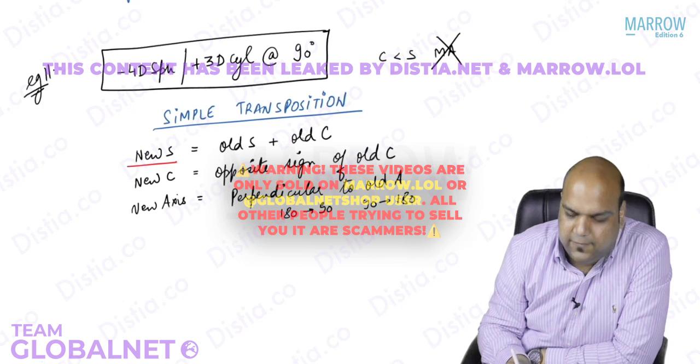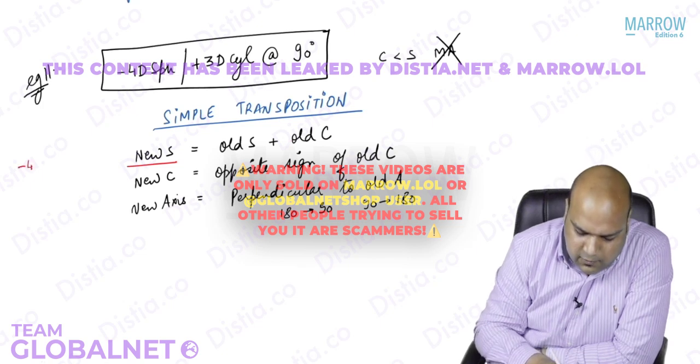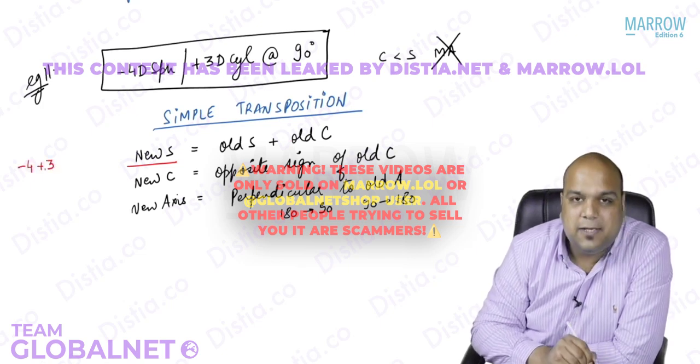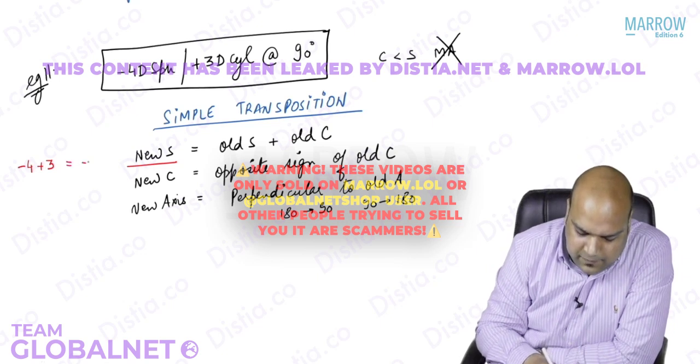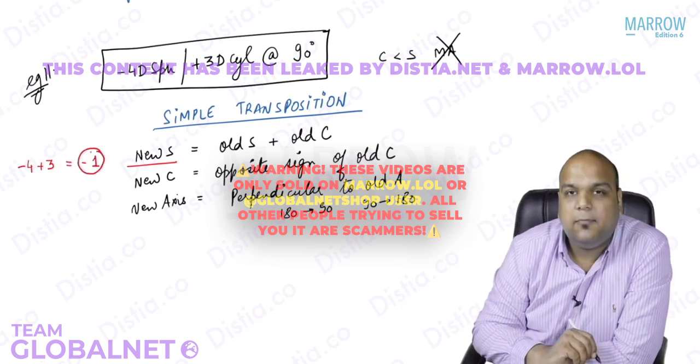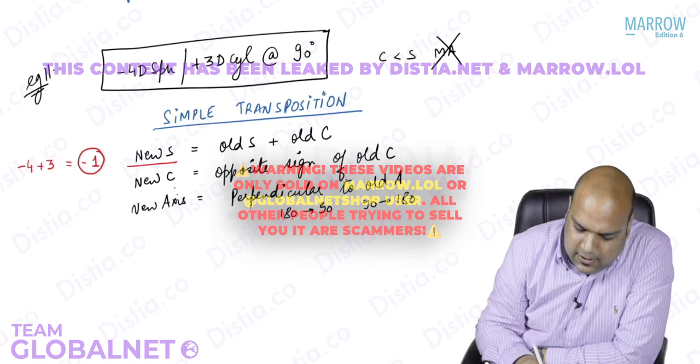New sphere becomes old sphere plus old cylinder. Old sphere is minus 4 and old cylinder is plus 3. So minus 4 plus 3 becomes minus 1. Okay, everybody? Then what is the new cylinder?